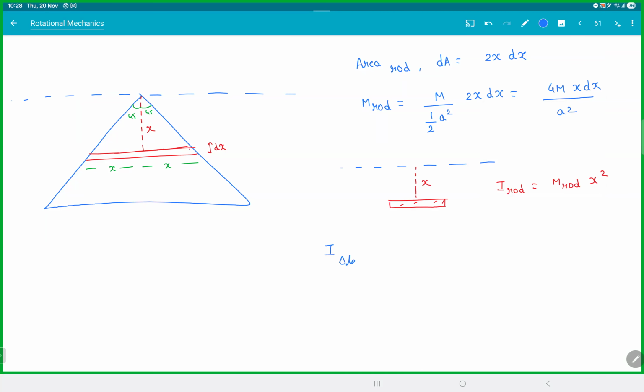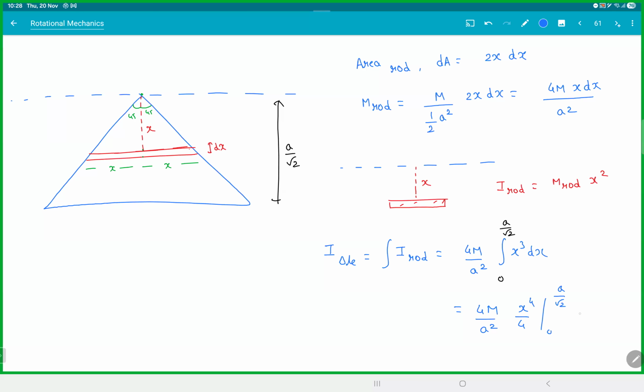So for I of the triangle, integrate this I of the rod. That will be 4m by a square integral x cube dx. But what are the limits? You have to be careful. You're taking x from here. That's basically this width, that is a, so this will be a by root 2. The limits will go from 0 to a by root 2. That will become 4m by a square, x power 4 by 4, limit 0 to a by root 2. That would be ma square by 4.